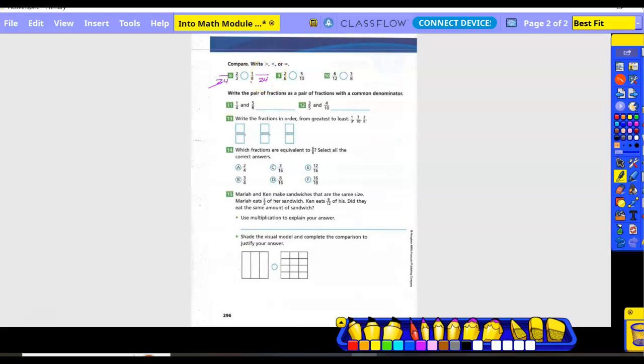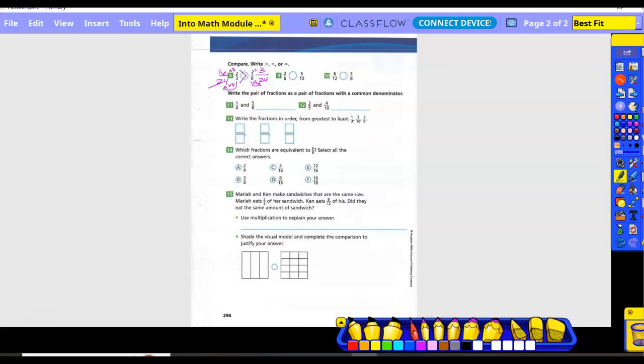Okay, so how did I get from 8 to 24? Times 3. What I do on the bottom, I do on the top. So 1 times 3 is 3. How did I get from 3 to 24? Times 8. What I do on the bottom, I do on the top. So 2 times 8 is 16. So 2/3 is greater than 1/8.